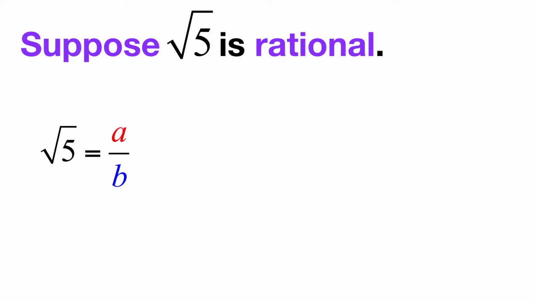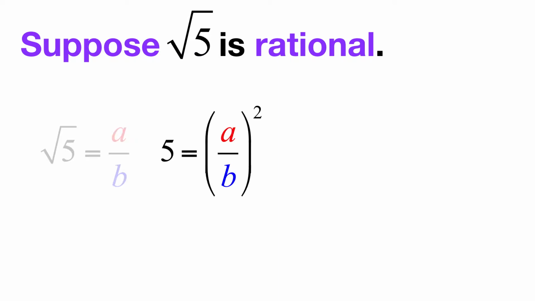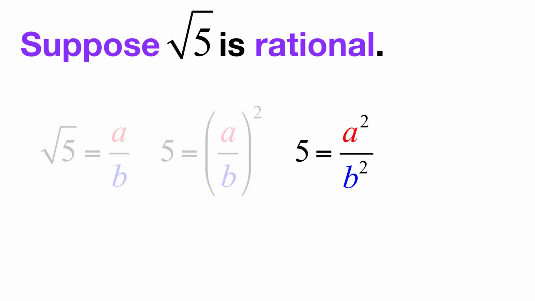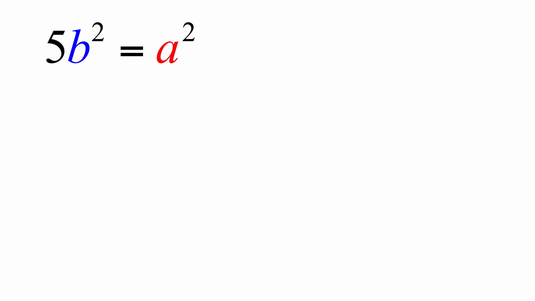That means that we could write it as the square root of 5 equals a over b, a fraction. To get rid of the radical, we can square both sides, and then apply rules for exponents. And we get 5 equals a squared over b squared. Finally, we multiply both sides of the equation by b squared, and we get 5b squared equals a squared. And let's focus on this equation for a moment.